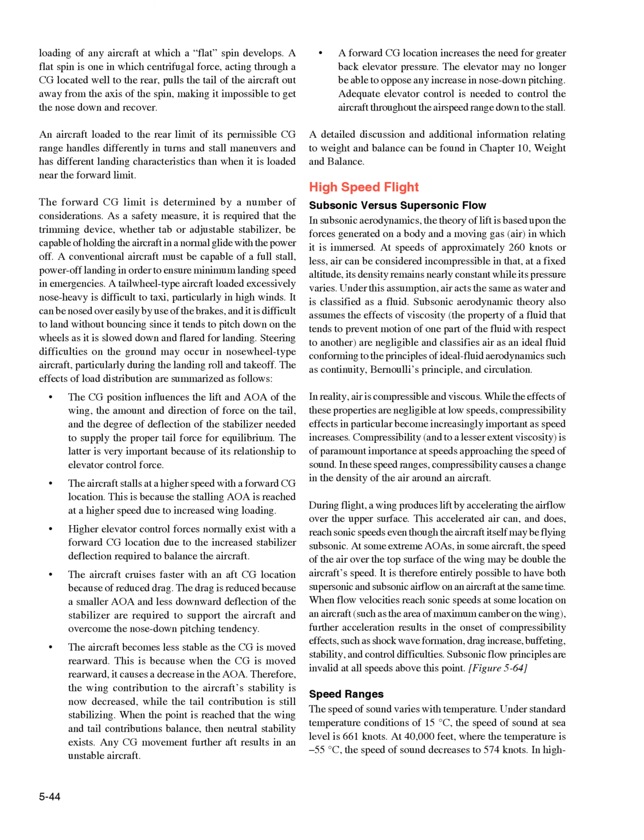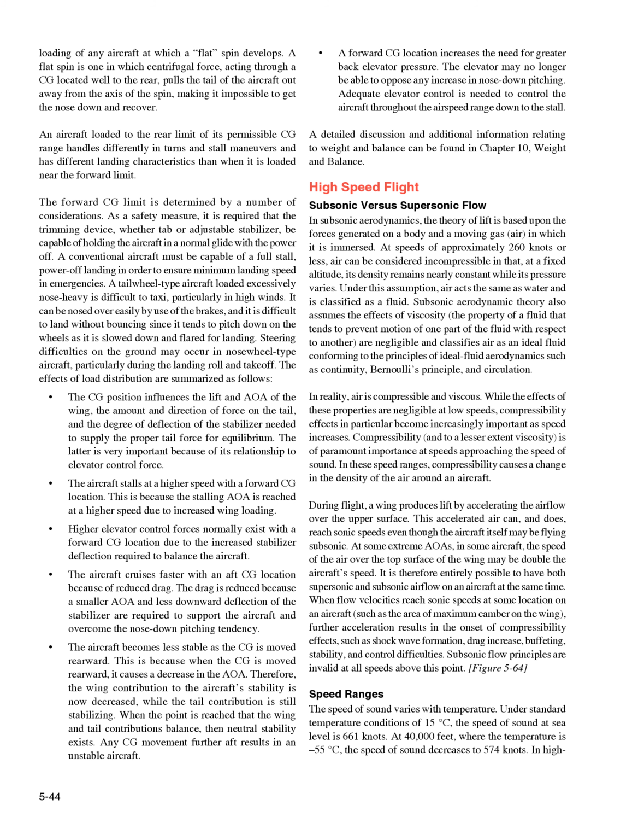The aircraft stalls at a higher speed with a forward CG location. This is because the stalling AOA is reached at a higher speed due to increased wing loading. Higher elevator control forces normally exist with a forward CG location due to the increased stabilizer deflection required to balance the aircraft. The aircraft cruises faster with an aft CG location because of reduced drag.